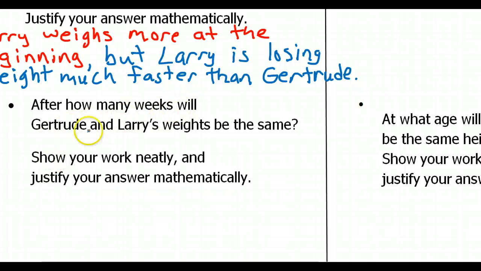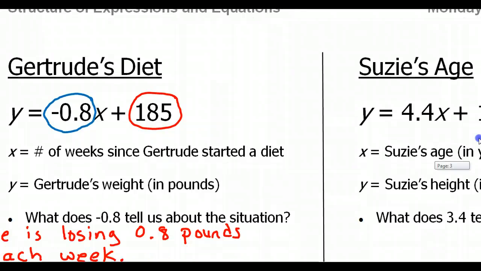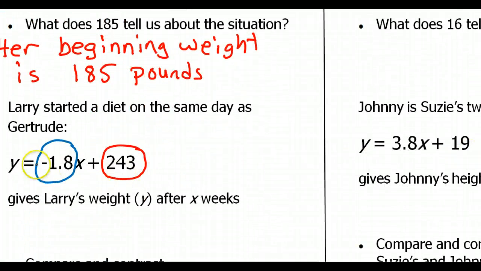After how many weeks will Gertrude and Larry's weights be the same? I think the easiest way to figure this out would be to look at a table of values. In fact, eventually we will need 2 tables of values. Let's have one table of values representing Gertrude's weight over time, and a separate table of values representing Larry's weight over time. If we compare those tables side by side, we can see at what point the weights are the same.